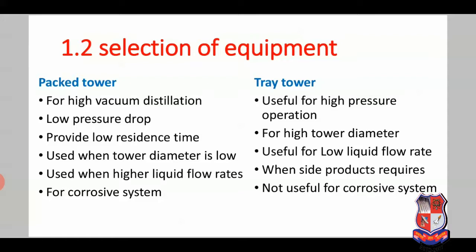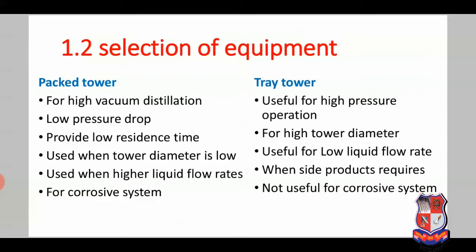Another reason is that if the tower diameter is low, then the liquid will wet all the packing materials inside the packed tower. That is why if the tower diameter is low, a packed tower is used, and if the tower diameter is high, then a tray tower is used. For a corrosive system, it is not advised to use a tray tower because trays are made of metal materials, so it is possible that the tray material may corrode.